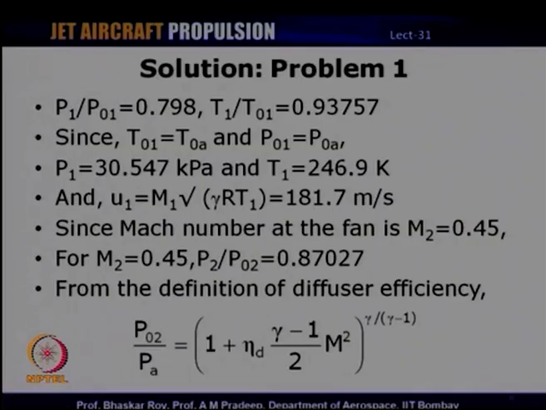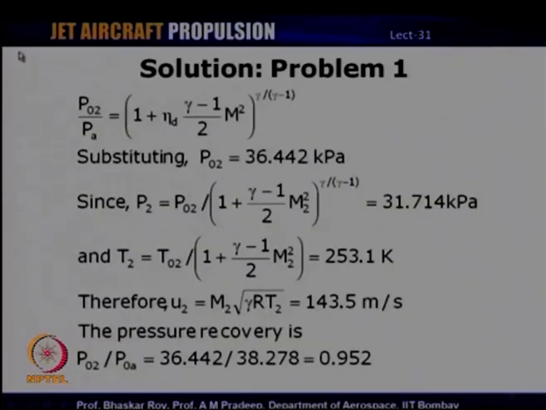Now, in this question, we have also been given the diffuser efficiency, and we have earlier related the diffuser efficiency to the pressure ratio. P02 by Pa is equal to 1 plus eta d, the diffuser efficiency, multiplied by gamma minus 1 by 2 M square, the whole raised to gamma by gamma minus 1. From this we can calculate P02 by substituting the values. We know M2, we also know Pa. Efficiency has also been given as 0.9. If you substitute those values, we calculate P02 and that comes out to be 36.442 kilopascals.